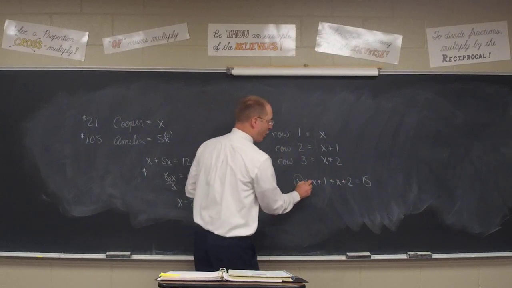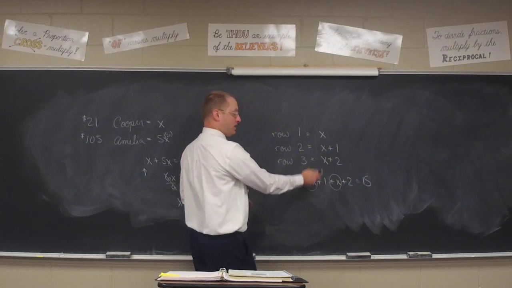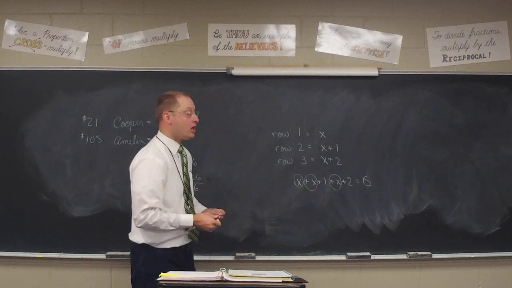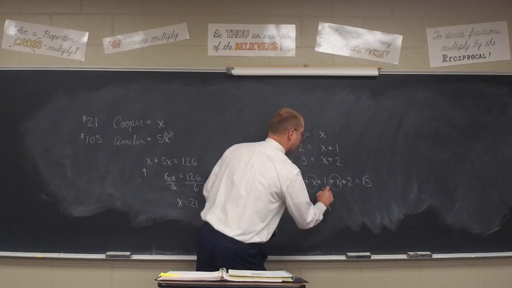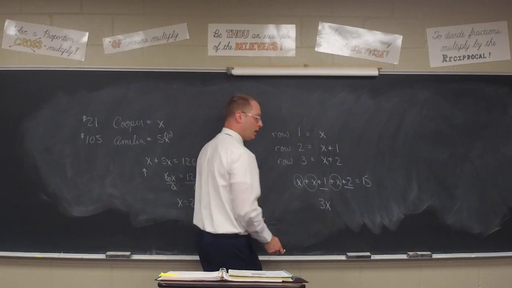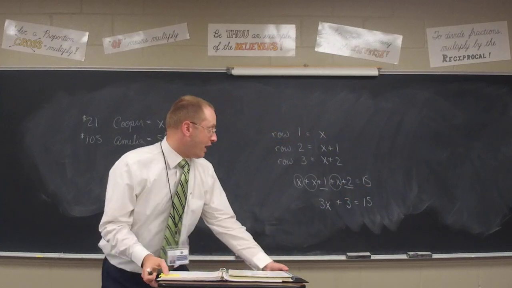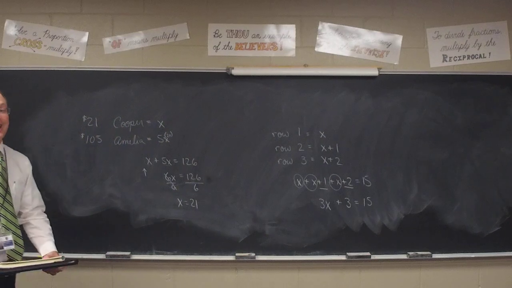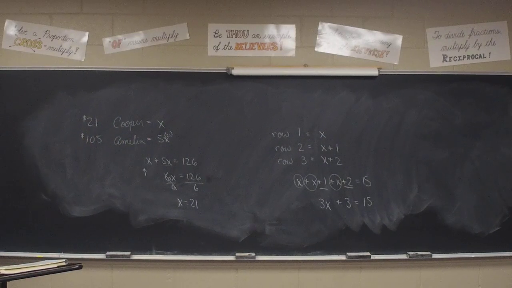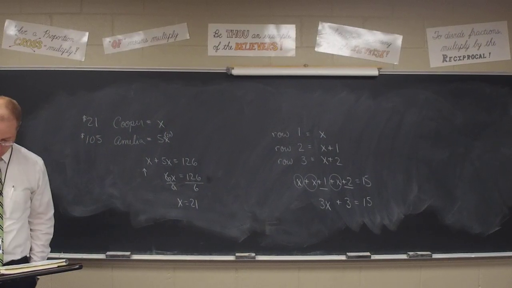Now, we do need to combine all these x's together, right? I've got an x plus another x, 3x. I also should combine the constants. 1 plus 2, 3. So we should get it to a 3x plus 3 equals 15. At this point, solve and get your 3 answers.